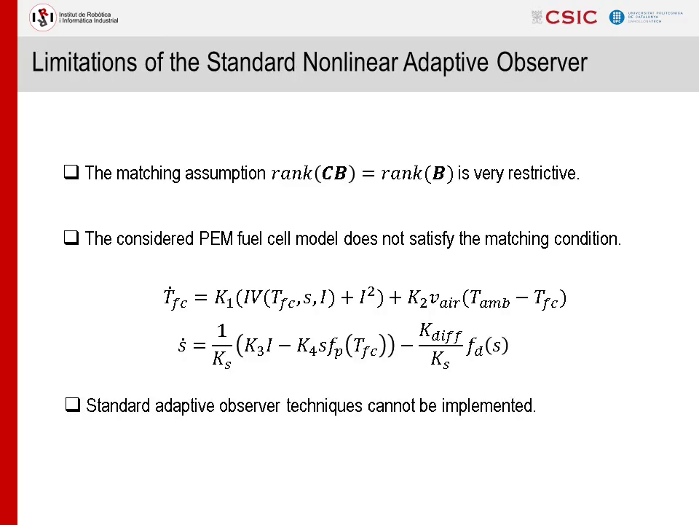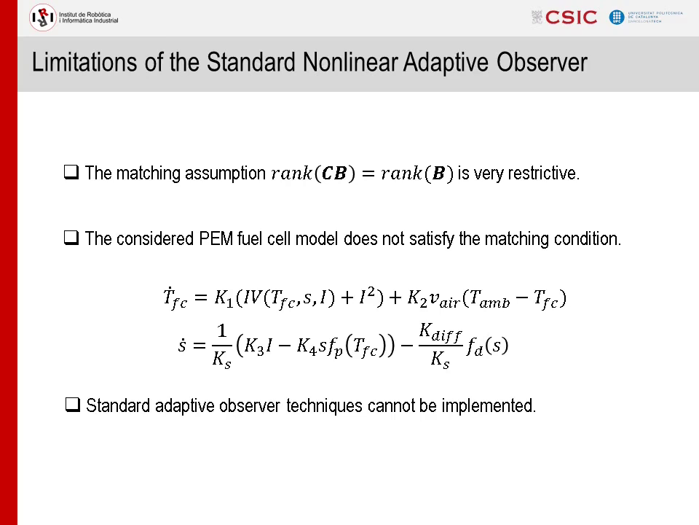One of the conflicts in this classic nonlinear adaptive observer strategy is that it is restricted to systems with relative degree 1 between the output and the unknown parameters, which is referred to as the matching condition. This condition, in general, is very restrictive, and the considered fuel cell system does not satisfy it. For this reason, it is necessary to develop some strategy in order to circumvent the relative degree limitation.